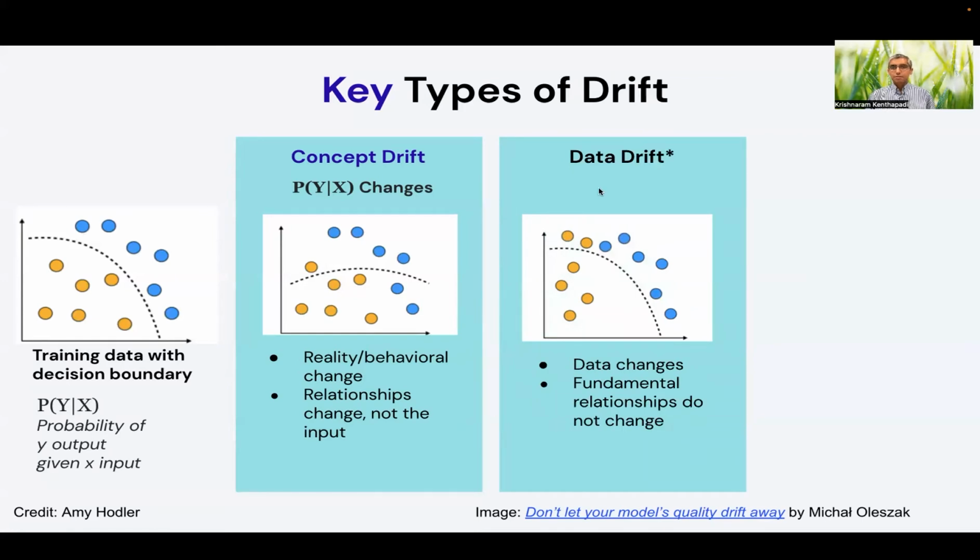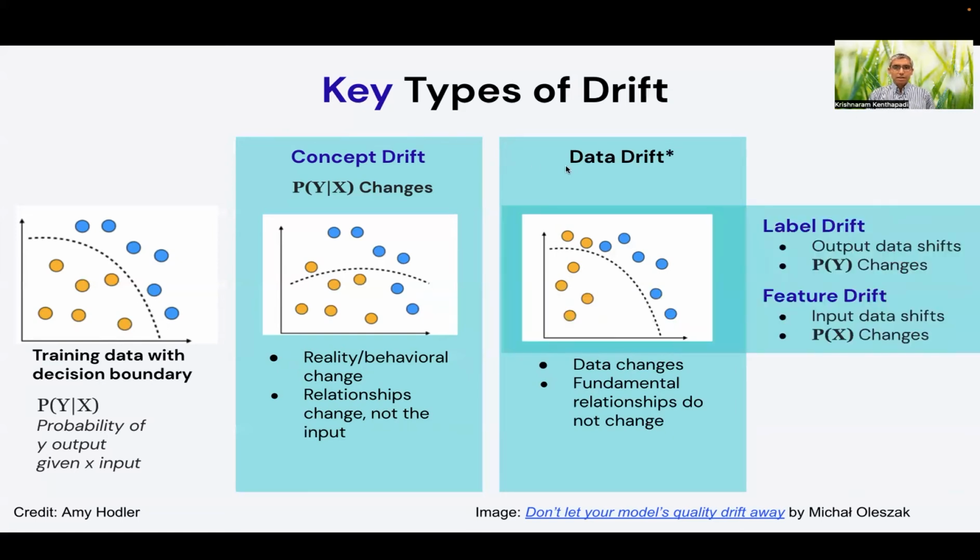Another type of drift is called data drift. Here the input data distribution, or the features themselves, change, even if the relationship between the target variable and the input features may not have changed. So often this may not be as much of a concern. What we really care about is being able to identify concept drift as opposed to just data drift.